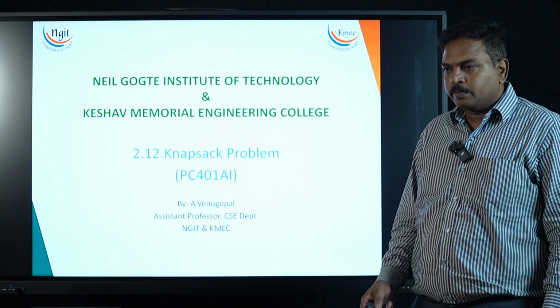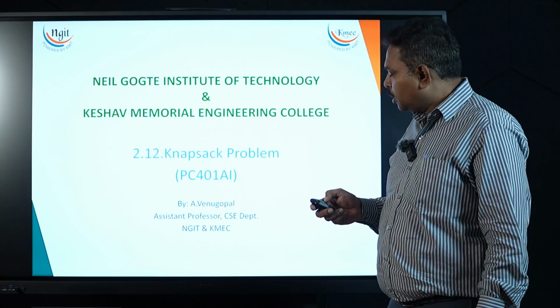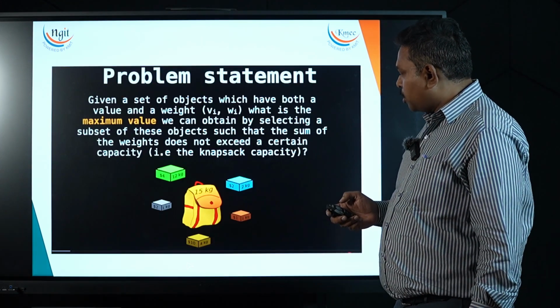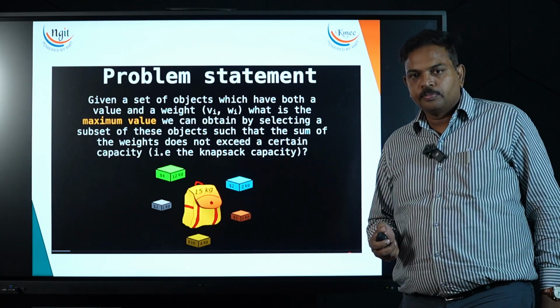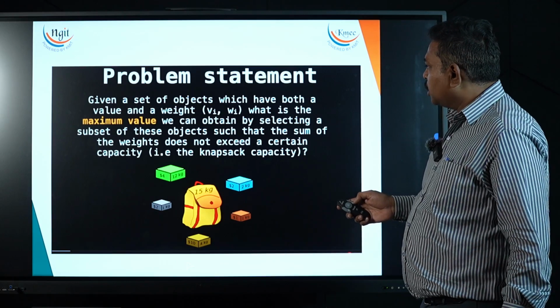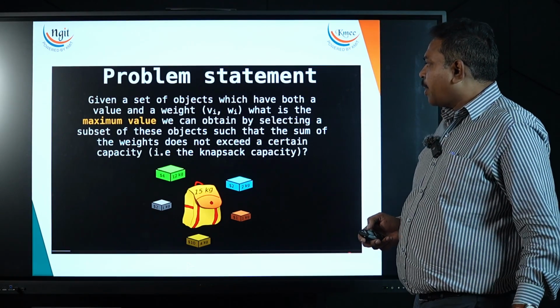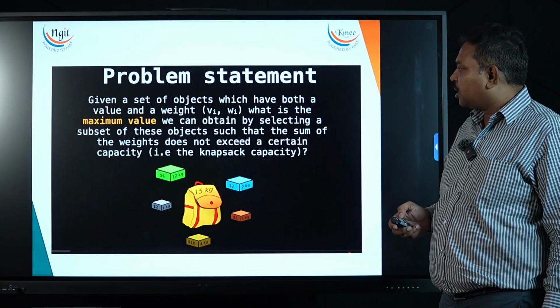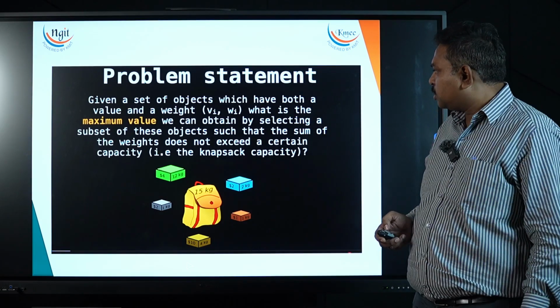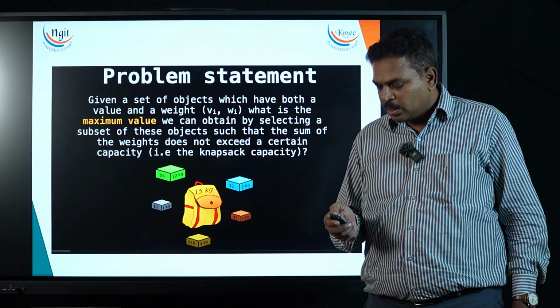Hello everyone. In this session we discuss the knapsack problem. The knapsack problem is an optimization problem. What a knapsack problem states is: given a set of objects which have both a value and weight, what is the maximum value we can obtain by selecting a subset of these objects such that the sum of weights does not exceed a certain capacity.